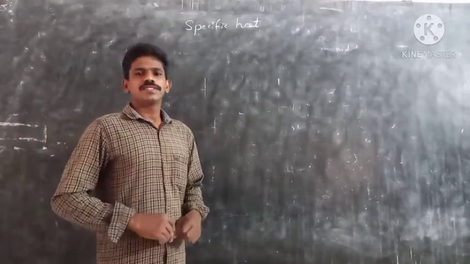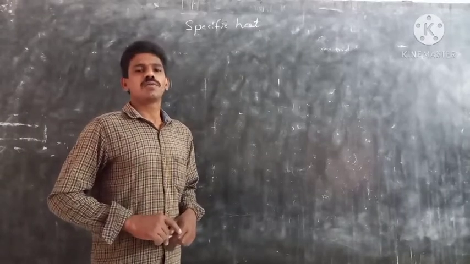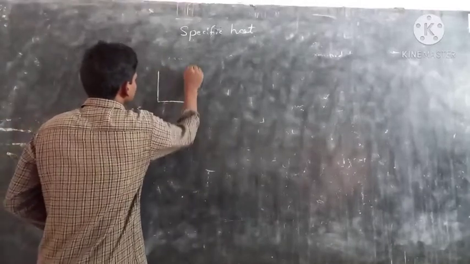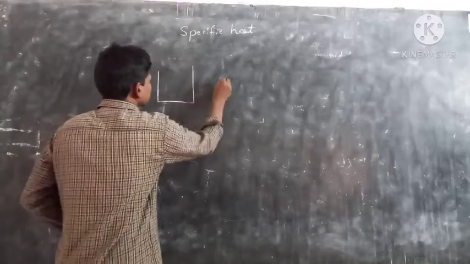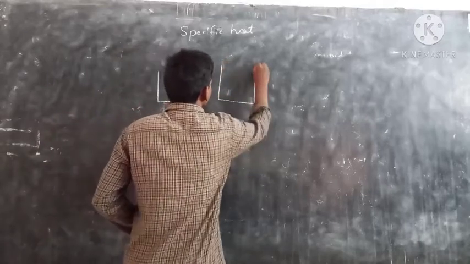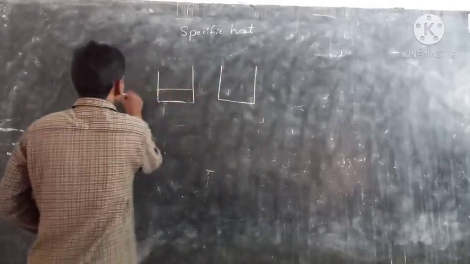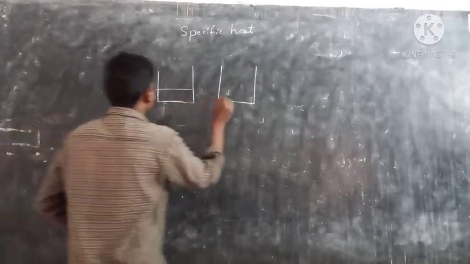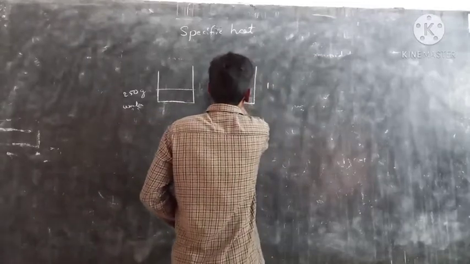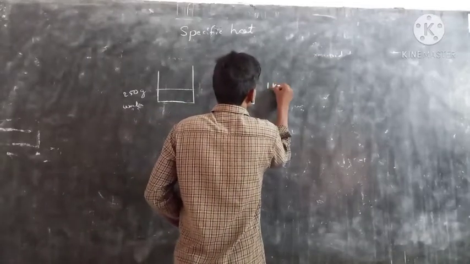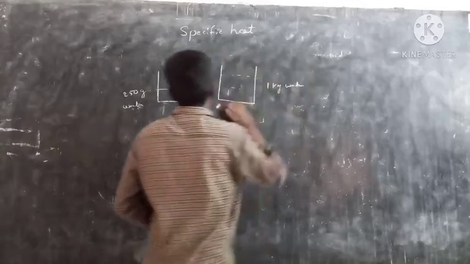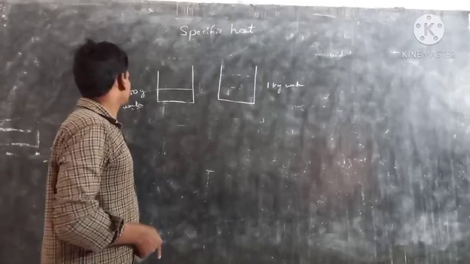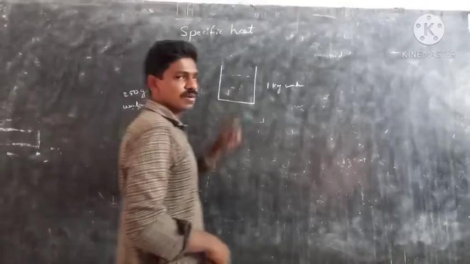In this activity, we take two beakers of equal volume. One is filled with 250 grams of water, and another one is filled with 1 kg of water.